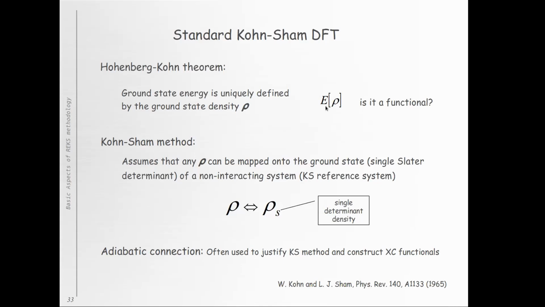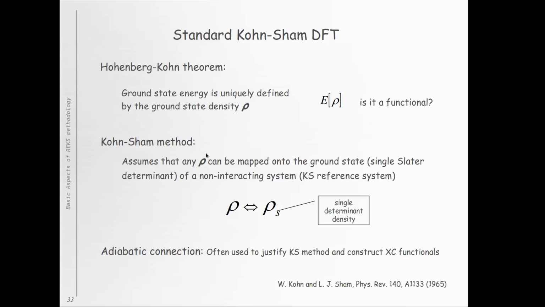This is a very nice statement, of course, but practically it's very difficult to apply if you don't know the energy as a functional of the density. Usually you don't know that. As a practical implementation of this theorem, Kohn and Sham proposed a method where we try to map the exact density onto the density of non-interacting particles, which is exactly the same as the density of the interacting particles.